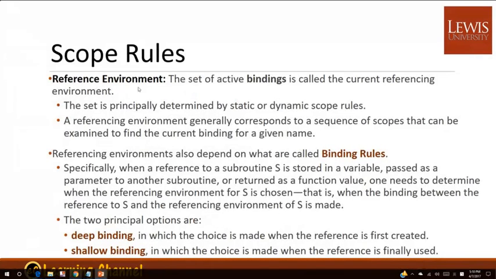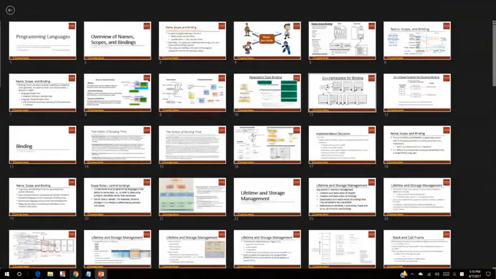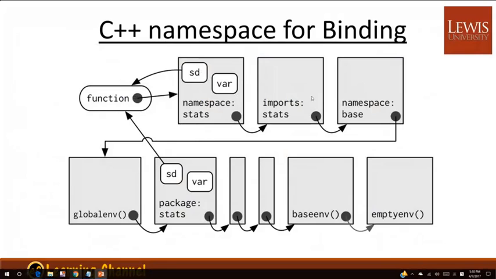Scoping rule, reference environment. Okay, we introduced one more term, reference environment. This term is very important. Reference environment is the set of bindings. It's called the current referencing environment. So to be short, this is the reference environment that you have right now. Once you pop out of one namespace or something like that, you actually change your reference environment.